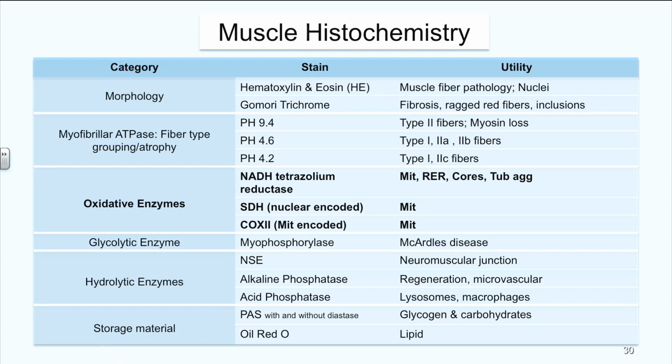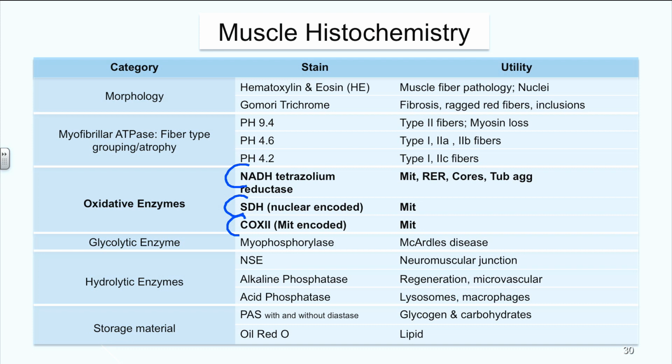The set of enzymes that we use to study the mitochondria in the skeletal muscle are NADH, complex 1, SDH, complex 2, and cytochrome oxidase, which is complex 4. Now, you may say, why all of them? Because there are differences between where these enzymes are coded and provided to the mitochondria, and depending on which one is lacking, we may or may not be able to identify mitochondrial abnormality.